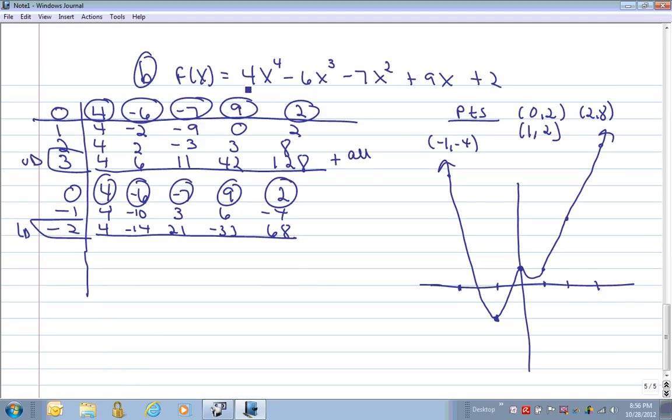Now that makes sense because it's a positive. We knew it had to go up on the right. It's an even degree, so it had to go up on the left. That makes sense to us.